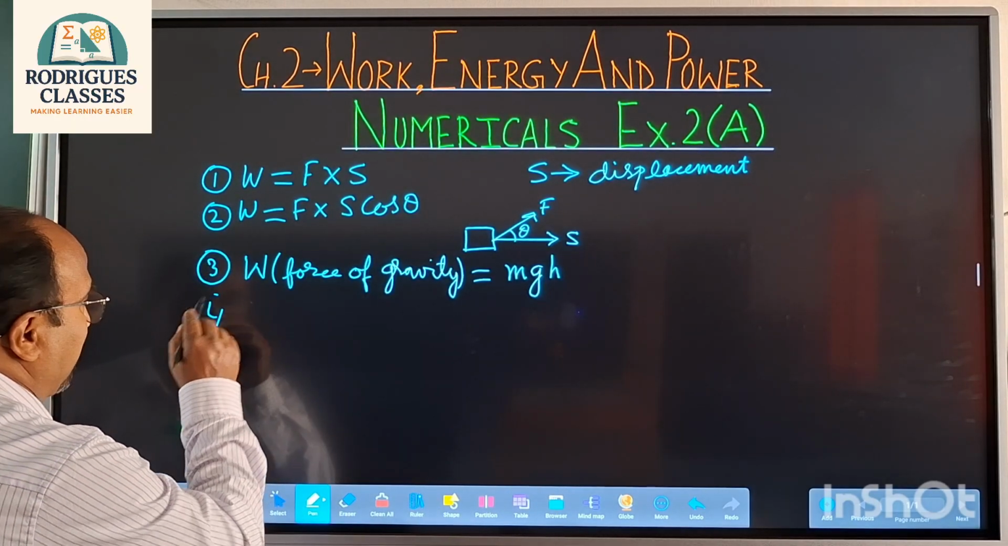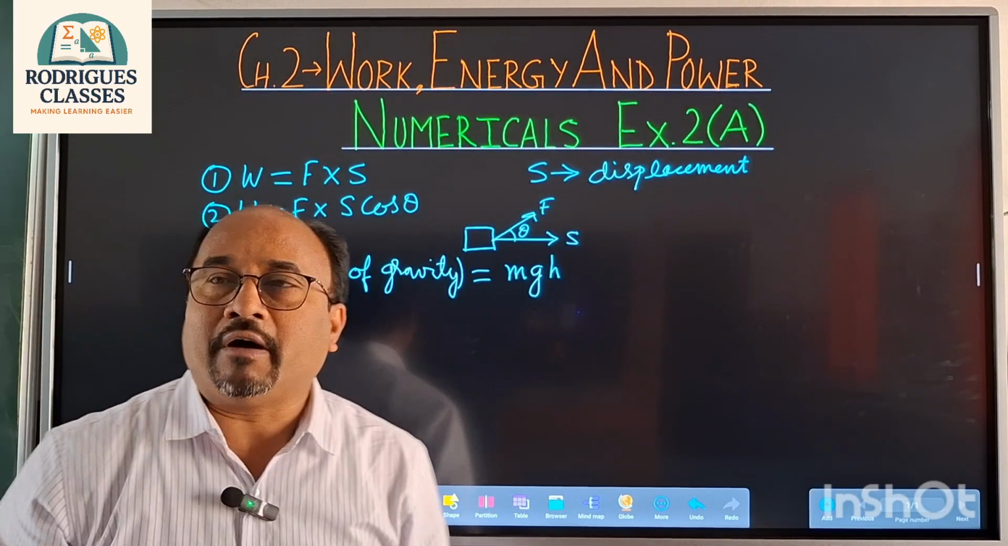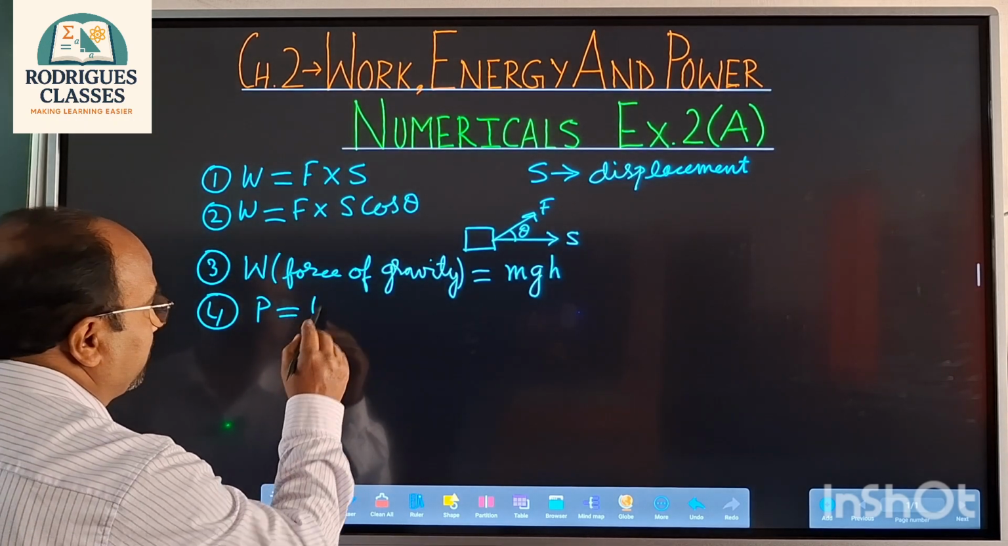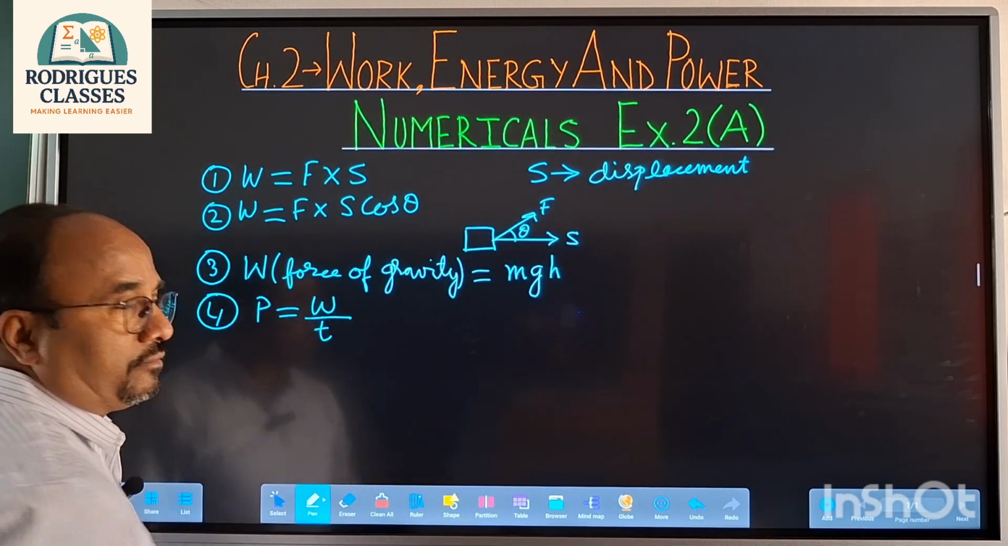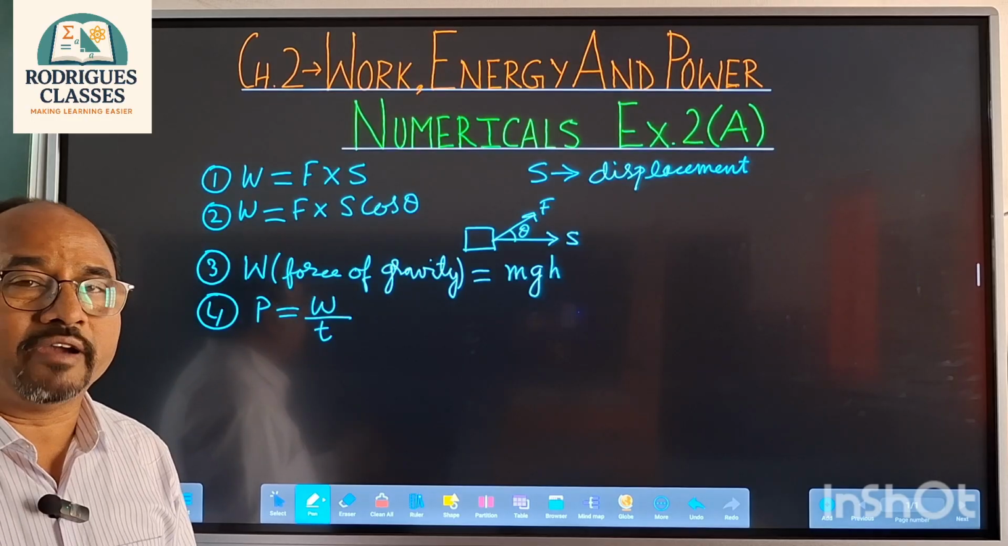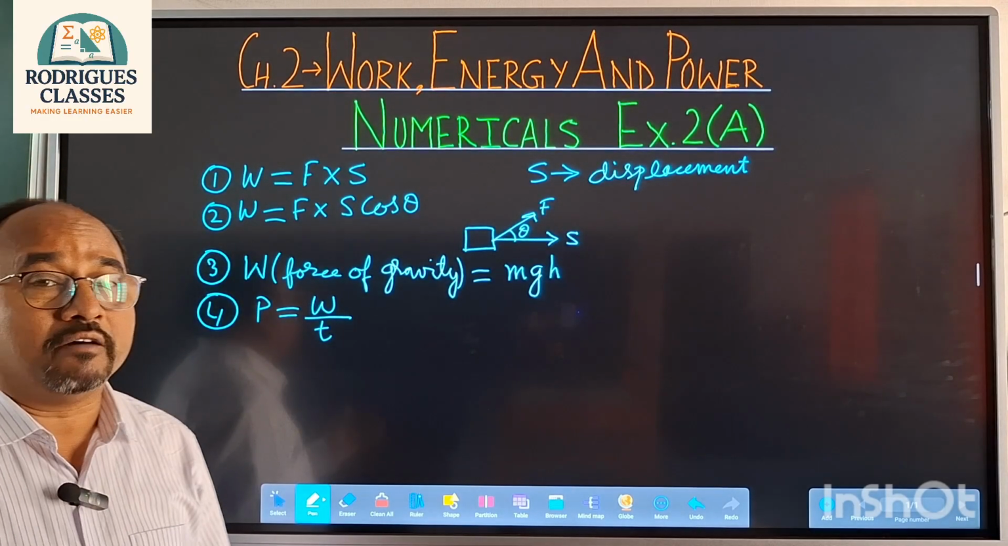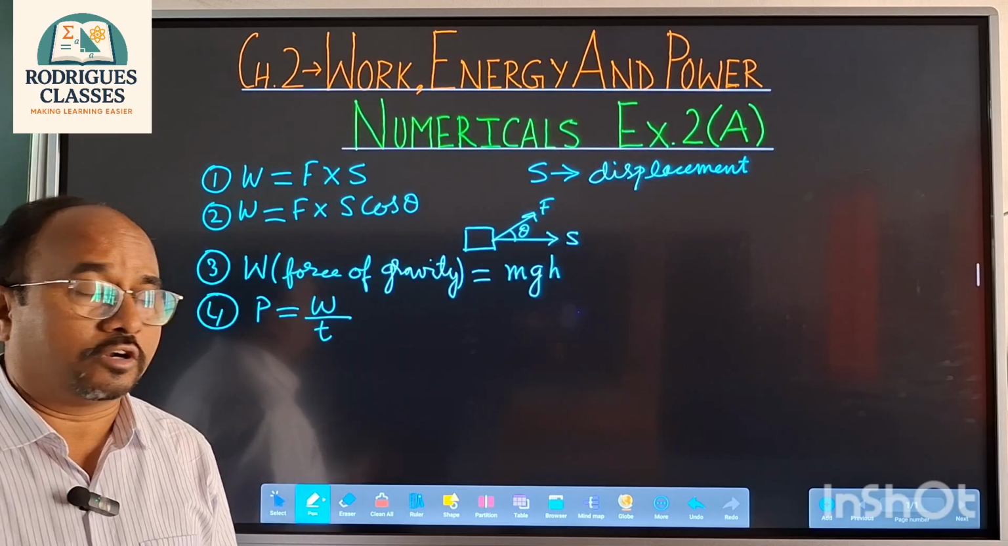Now we come to the power part. You know the definition of power, it is the rate of doing work. So that is why power will be work done by time. So whatever is the work done divided by time will give you power. Okay. Remember the SI unit of power is watt.